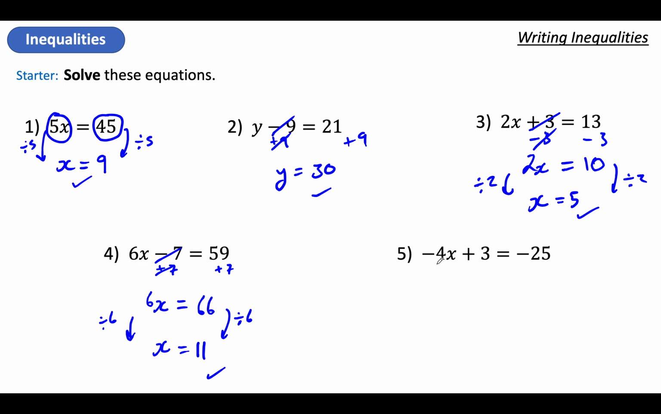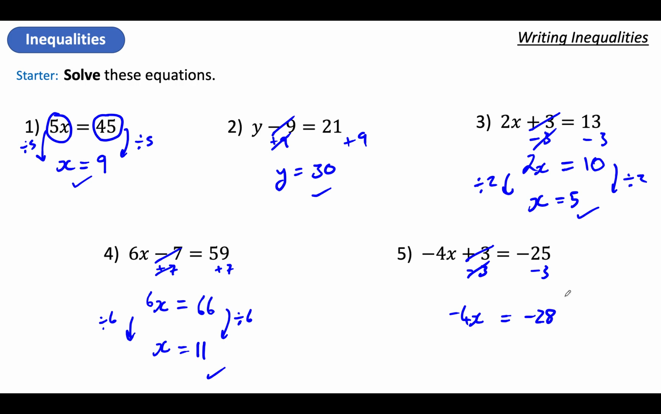Here we go, another one. Deal with the number touching the letter last. So we're going to take away 3 from both sides. 3 take away 3 is nothing. So we're left with negative 4x. Negative 25 take away 3 is actually negative 28.